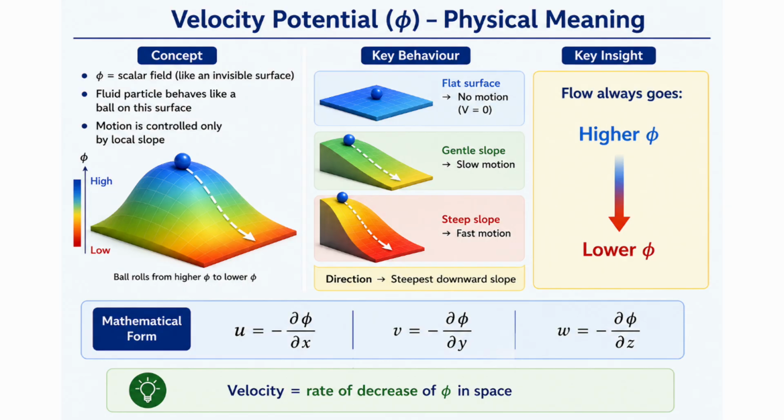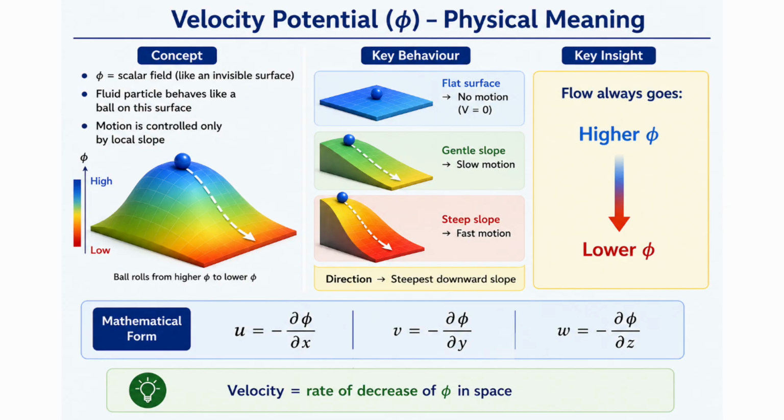If the surface is flat, velocity is zero. If the slope is gentle, motion is slow. If the slope is steep, motion is fast. The direction of motion is always along the steepest downward slope. Therefore, flow always occurs from higher phi to lower phi.